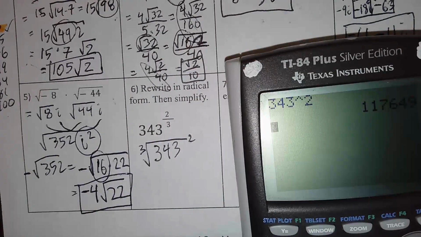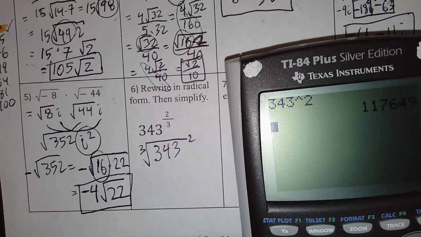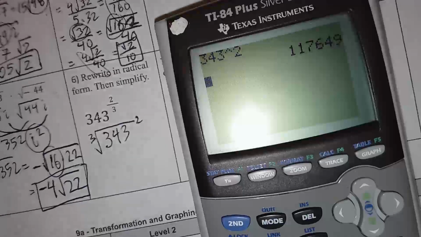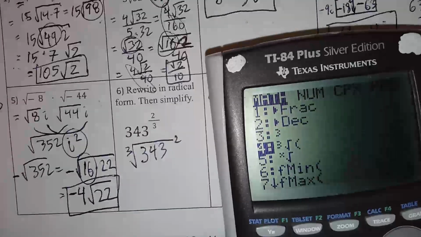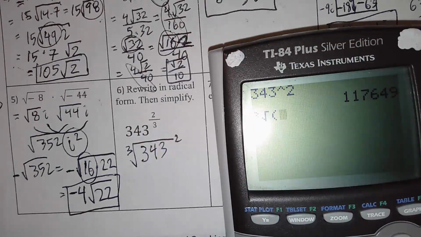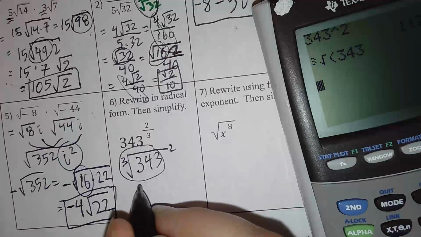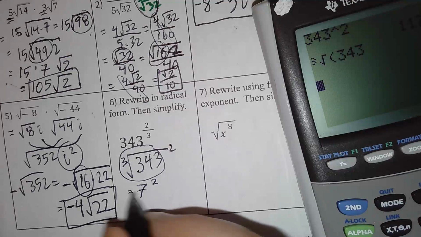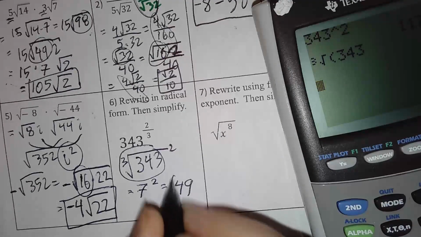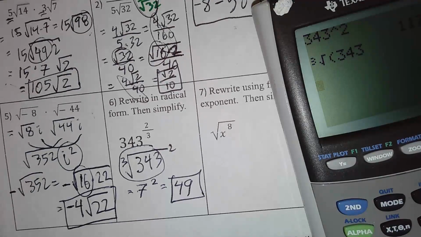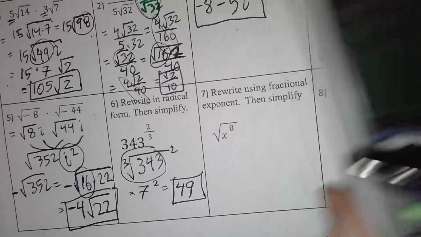I'm pretty sure there is a number that goes into 343. So I'm going to go to math. Cube root is option 4. I'm going to type in 343, and it'll get me 7. So the cube root of 343 is 7, and 7 squared is 49. So the answer for number 6 is 49.